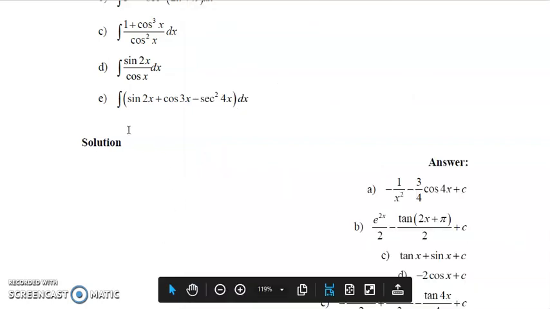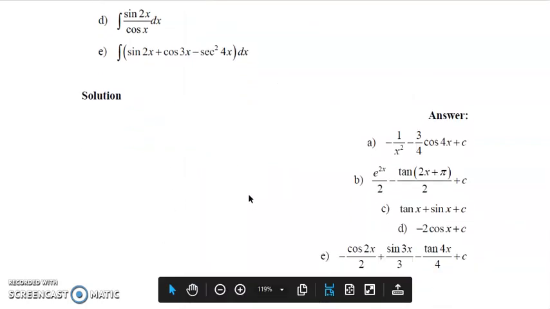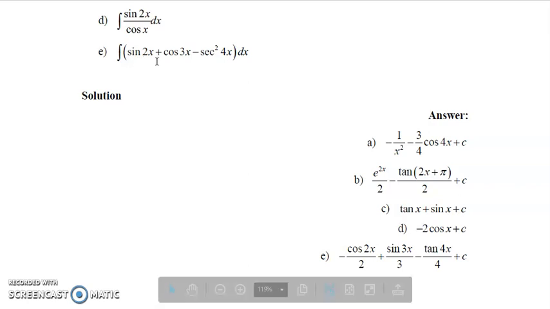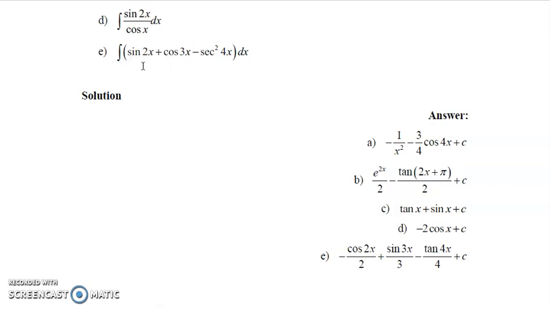As for the last question, I don't want to discuss this one since you already have the answers here. If you look at question E, actually it is a simple, direct question. You just need to follow the formula that was already given to you on the previous page.